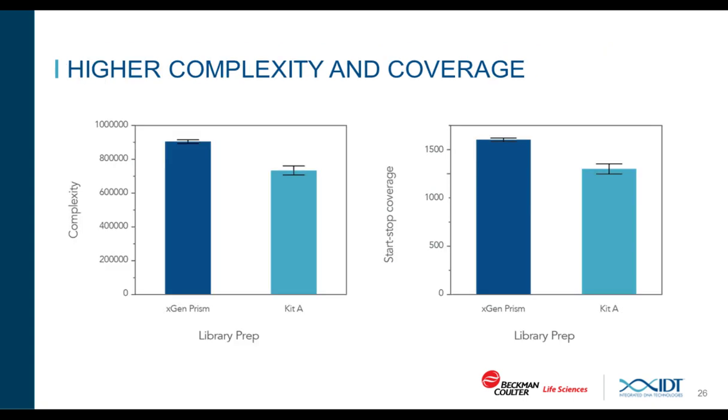So using the extracted cell-free DNA, all things equal, input, same extraction, xGen Prism performs better than Kit A. The left graph compares library complexity, while the graph on the right compares start coverage. Again, sequencing reads were normalized between both library prep kits. Increasing your conversion increases your library complexity and thus your performance.